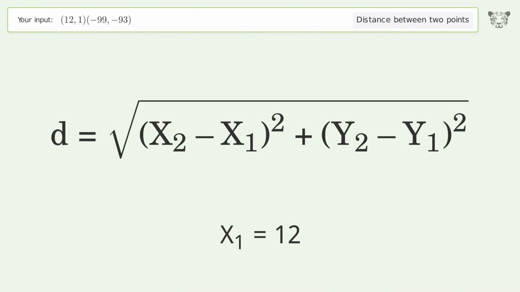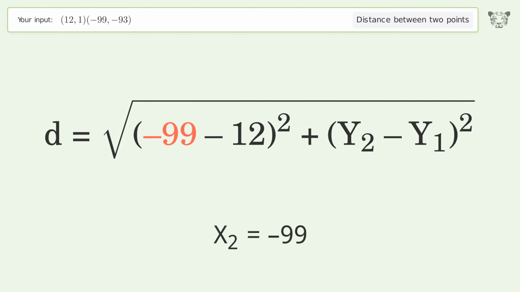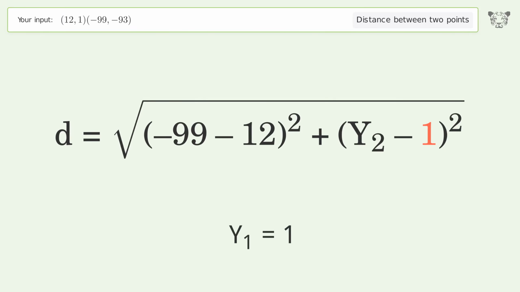x1 equals 12. x2 equals negative 99. y1 equals 1. y2 equals negative 93.